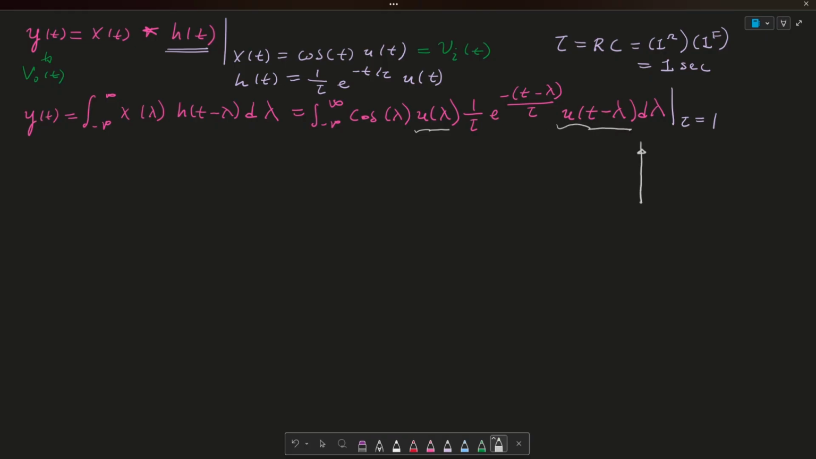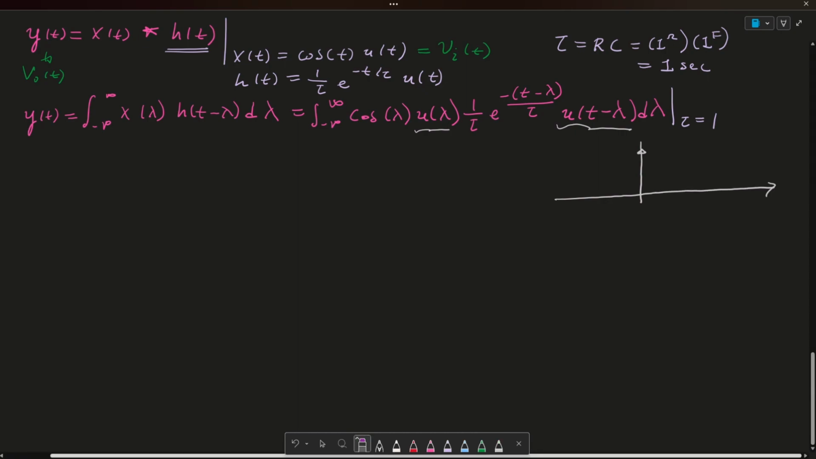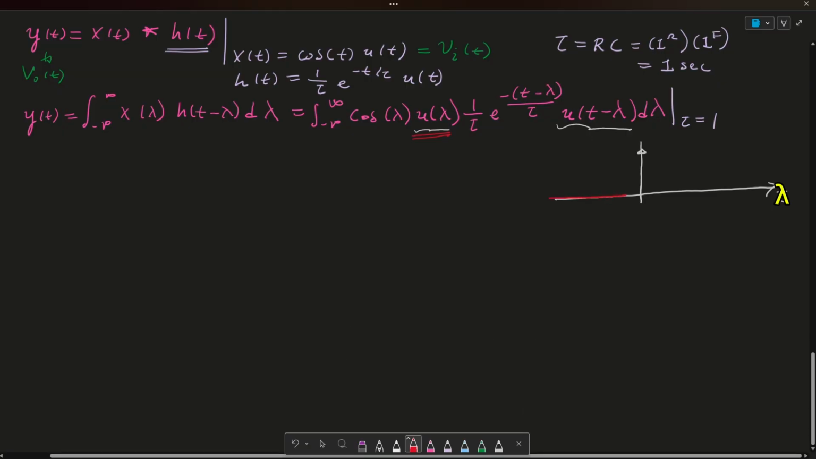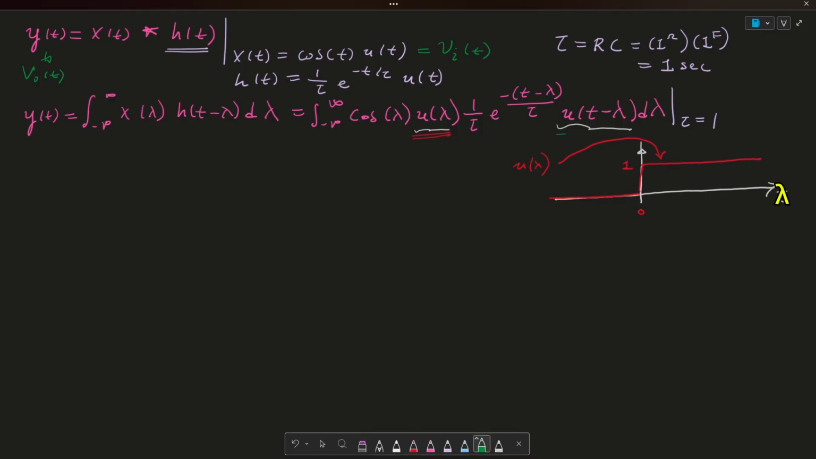So if I draw a graph with respect to lambda, we can see that this u of lambda is just the unit step function. So it's going to be 0 all the way until 0, and then it's going to shoot up to 1, and it stays at 1 all the way to infinity. So this is 1. This function here is u of lambda. The next function we want to see is this u of t minus lambda.